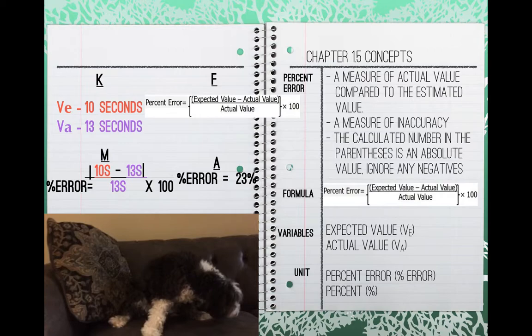It's 3 spots away. So 3 over 13, so 3 divided by 13, that's 0.23, all right? 0.23 times 100, 23%. All right, so that is our percent error for this. I hope that helps.